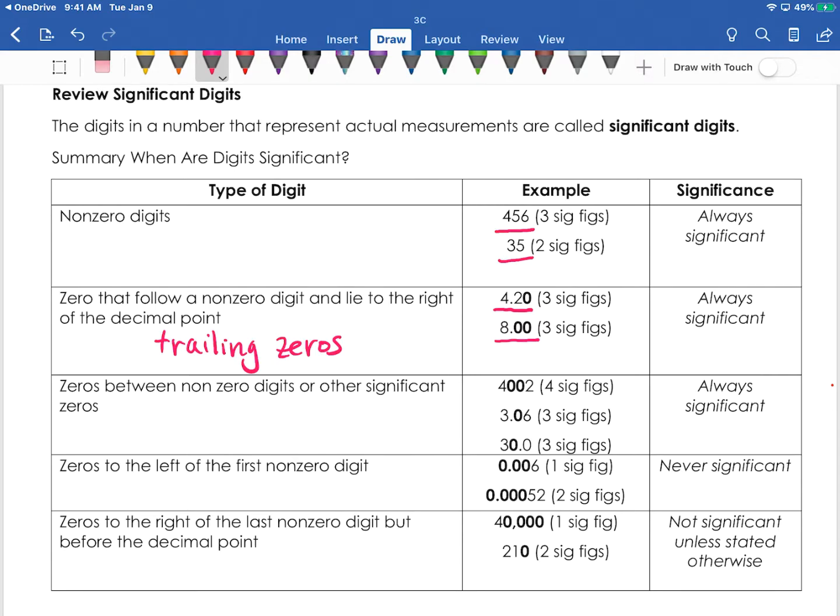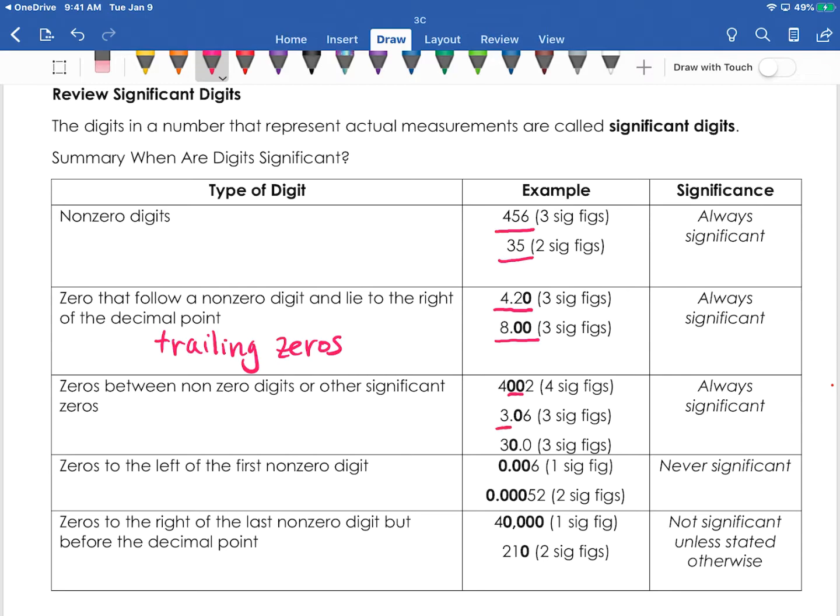So when we look at this first example here, 4002, these two zeros here that I just underlined are between two significant digits, the 4 and the 2. The 4 and the 2 are significant because they're non-zero. And then the two zeros in between are significant because they're between two significant digits. So in all, the 4002 has 4 significant digits.